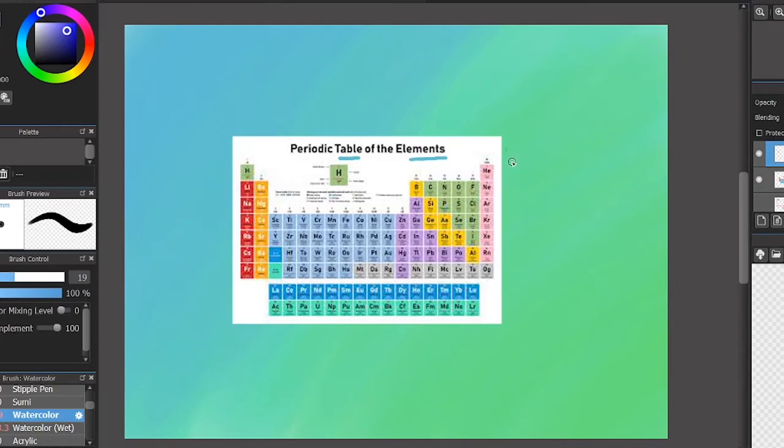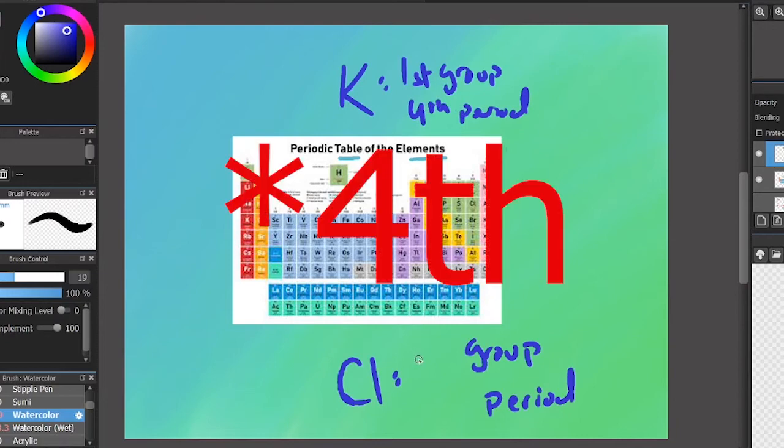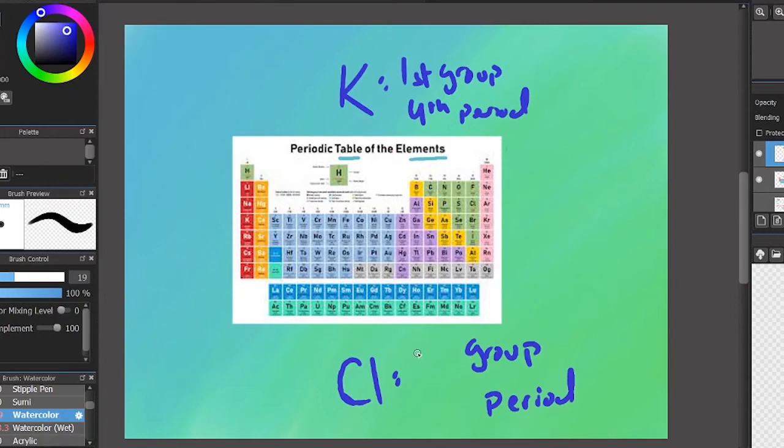Now I want you to try 2 more on your own. Try to find potassium with the symbol K and chlorine with the symbol Cl. If you need extra time, go ahead and pause the video right now. Right, so potassium is located in the first group, so first column, and the third period, or third row. Chlorine, on the other hand, is located in the 17th column and the third row. So 17th group, third period.